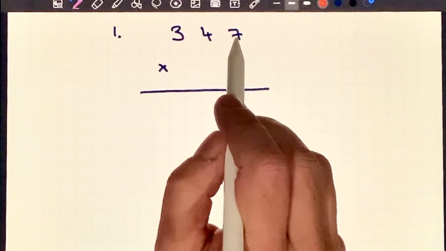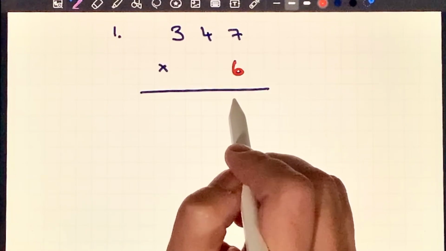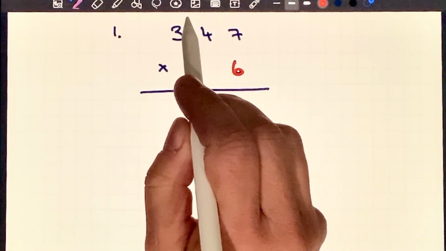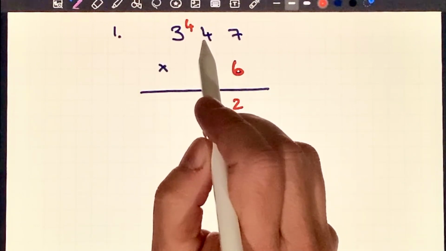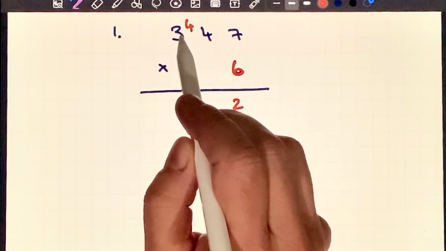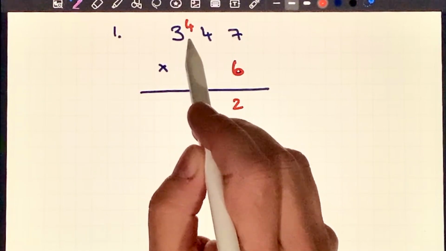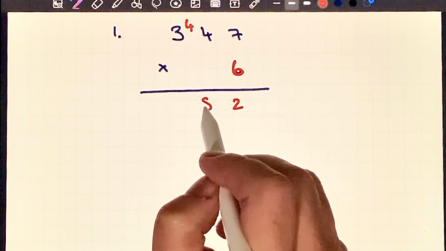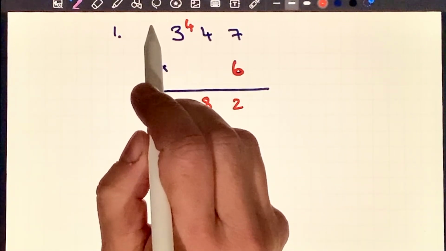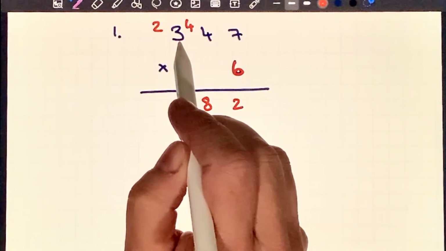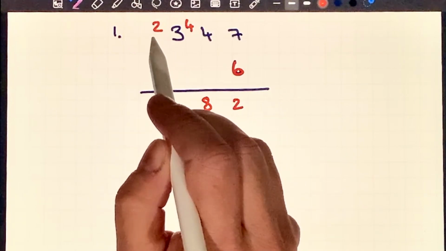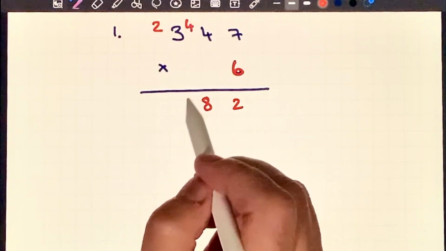So 6 times 7 is 42. 2 carry 4. 6 times 4 is 24. Plus the 4 that we carried is 28. So 8 carry 2. 6 times 3 is 18. Plus the 2 that we carried is 20.